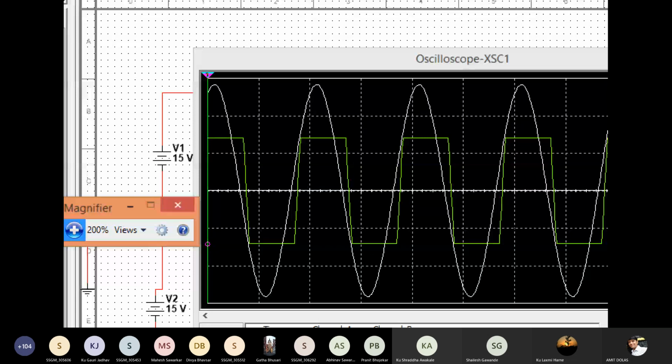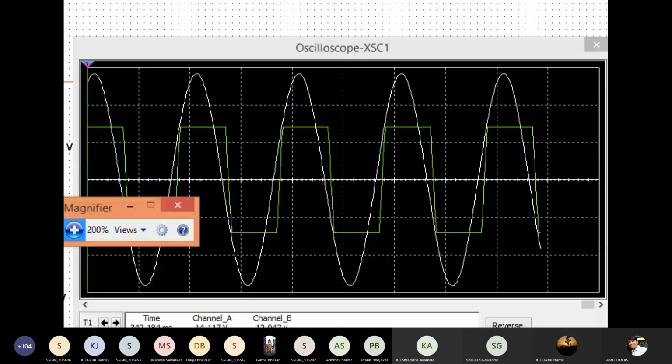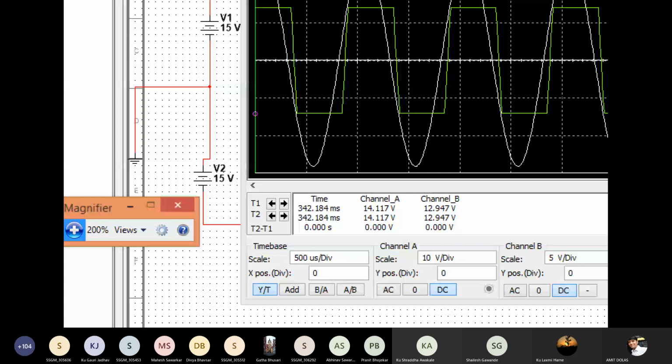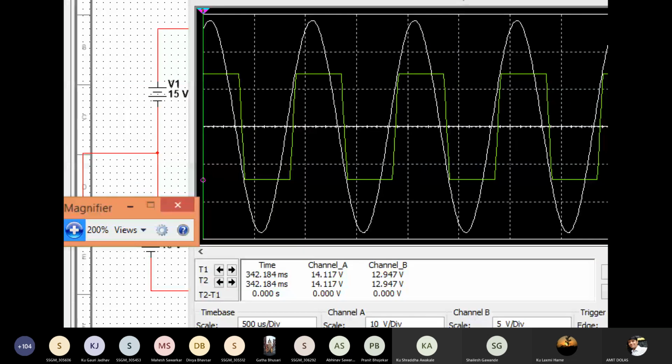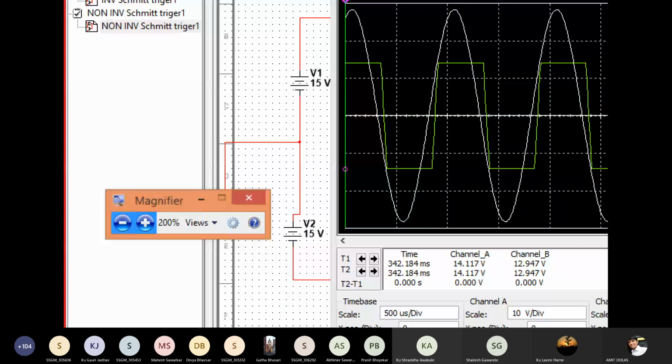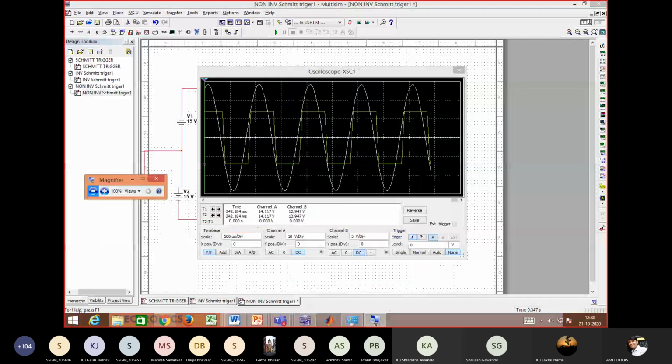Connections are very easy. Our only aim in working on Tinkercad is that you do not have Multisim with you. That's why we worked on Tinkercad. But wherever we face a problem, like wherever we wanted to see input and output together to analyze what's happening to the output with respect to the input, then we have to switch on the Multisim software, else Tinkercad is sufficient. So this is the output where we have completed the practical of Schmitt trigger.